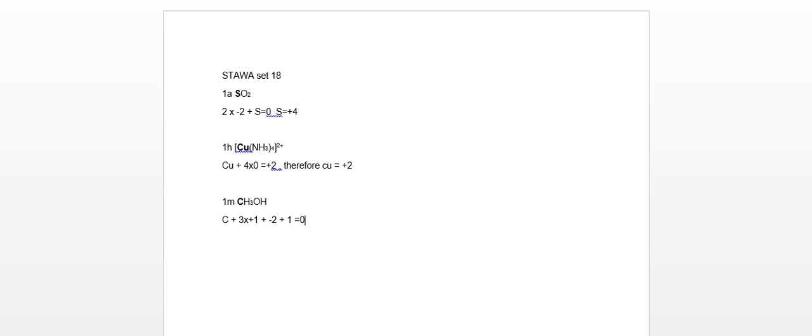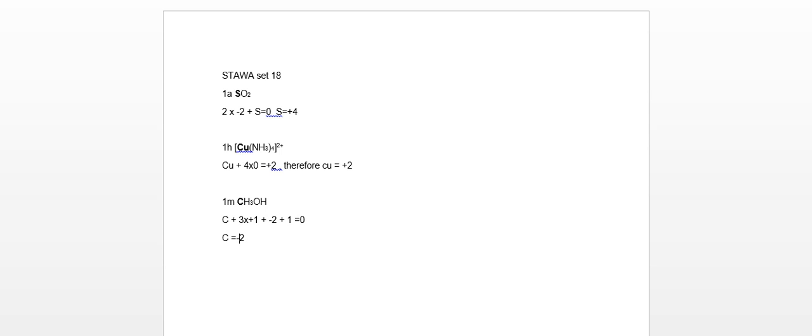So 3 plus -2 is going to be 1, plus 1 is equal to 2. So the oxidation state of the carbon in this particular case is going to have to be 2, isn't it? So therefore C equals 2. Have I made a mistake, or is it -2? Let's go back and check that again. 3 plus 1, okay, so there's 3 here, -2 is going to be +1, +1, so to counterbalance that, the carbon has to be -2.